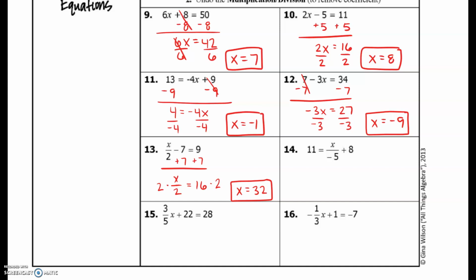In number 14, we want to get rid of plus 8. We will subtract 8 from each side, so 11 minus 8 is 3, and we'll bring down our division. We then want to get rid of dividing by negative 5, so we will multiply both sides by negative 5, and the result will be x equals negative 15.